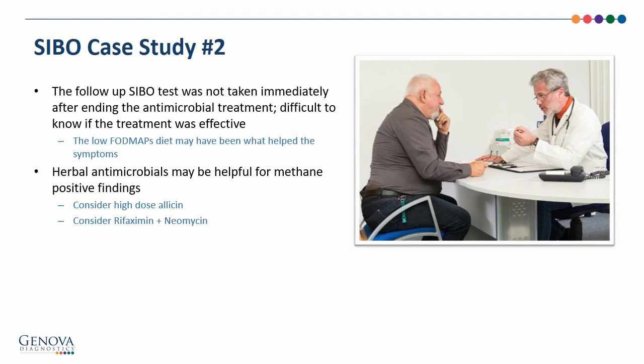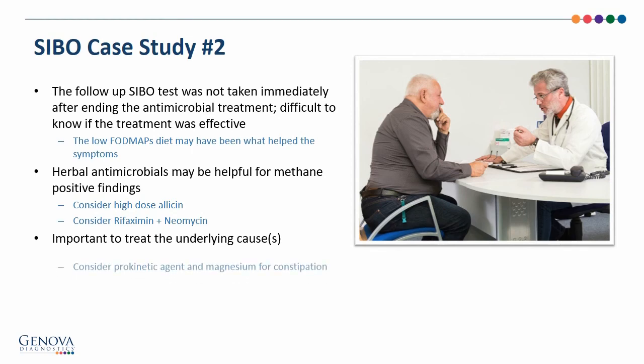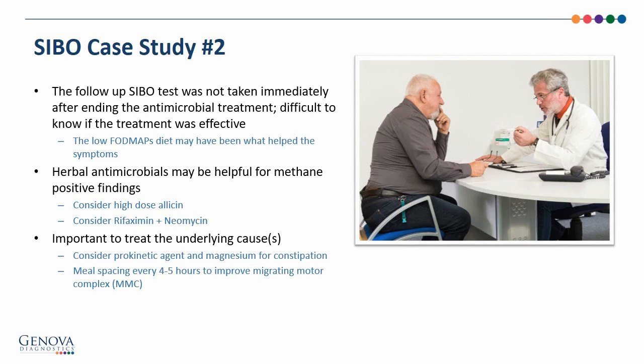With any SIBO case, it's very important to treat the underlying cause. He could benefit from a prokinetic agent and magnesium to help with the constipation. Stagnation is really a great environment for overgrowth to happen, so we want to get things moving. Meal spacing can be helpful to stimulate the migrating motor complex. The migrating motor complex helps to sweep bacteria out of the small intestine and acts during a fasted state.